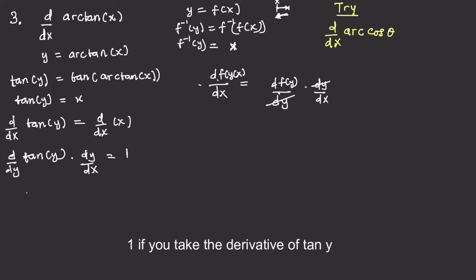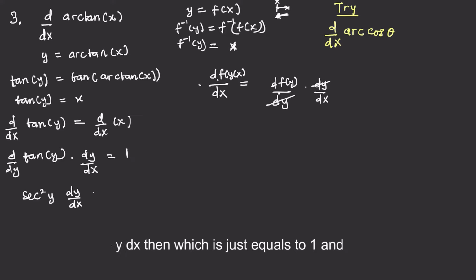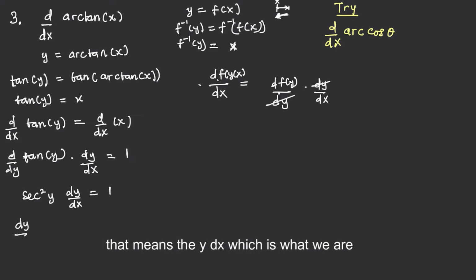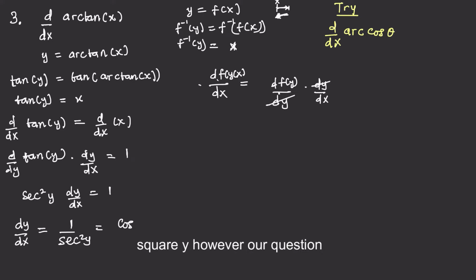If you take the derivative of tan y, tangent of y, we're going to have this to be secant square y. Then you have this to be dy dx, which is just equal to 1. And that means dy dx, which is what we are looking for, is 1 divided by secant square y, which is the same thing as cos square y.